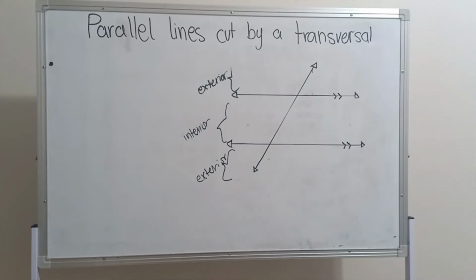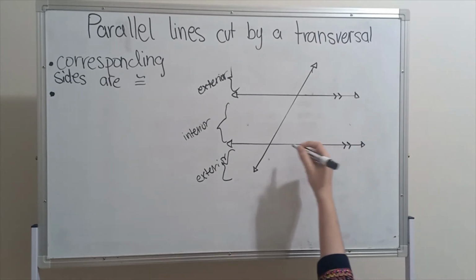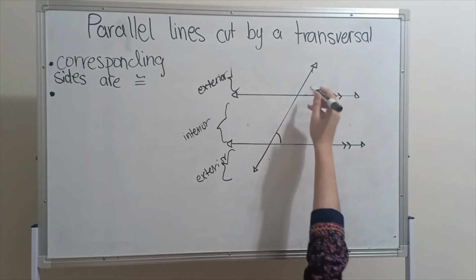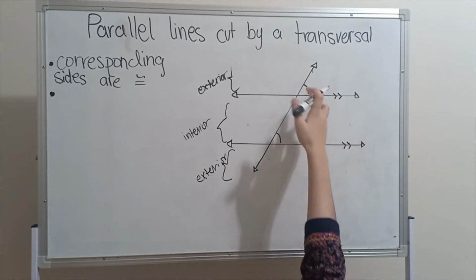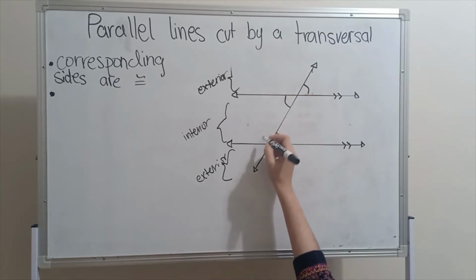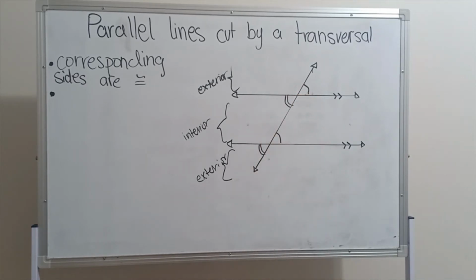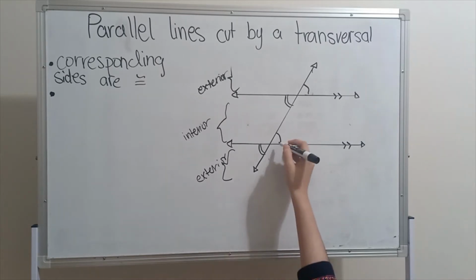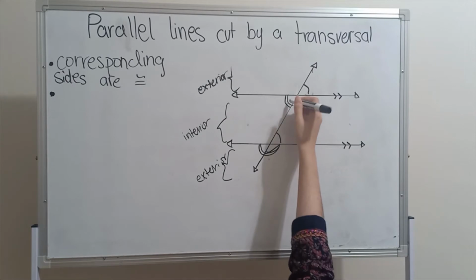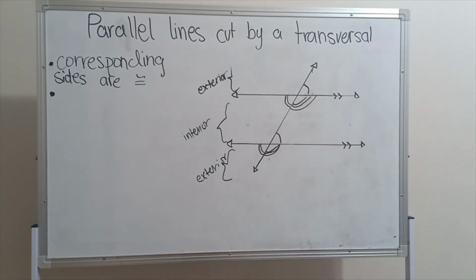So the first property they're carrying, if they're cut by a transversal, is that the corresponding angles are congruent. So first let's write that down. We know what corresponding means, for example, this angle and this angle. These two are corresponding angles. This angle and this angle are corresponding angles. So these two angles are congruent, and this angle is congruent to this angle. So they are corresponding angles and they are congruent to each other.